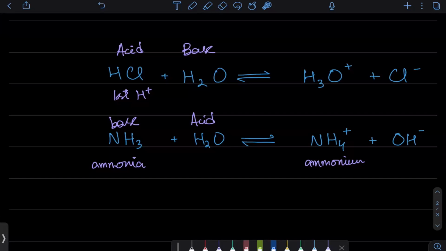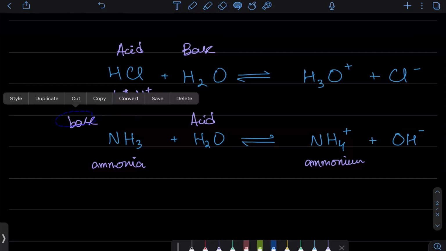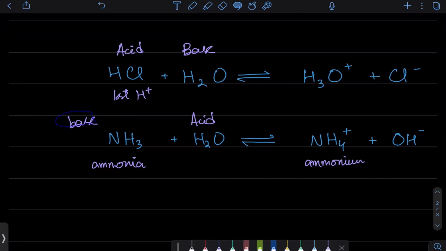Now, one more thing. Is ammonia giving OH minus in water? It is. And what do we call those things? Anything that gives OH minus, what do we call that? An alkali? Alkali. Very good. So that means that not only is ammonia a base, it's actually a smaller part of it. It's actually an alkali.